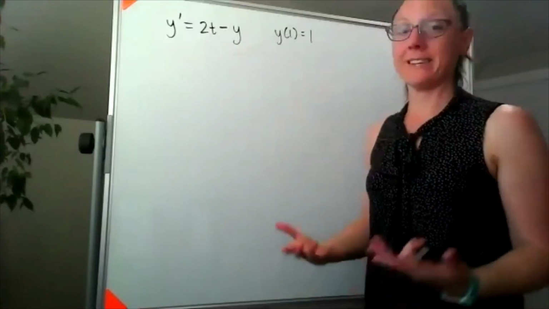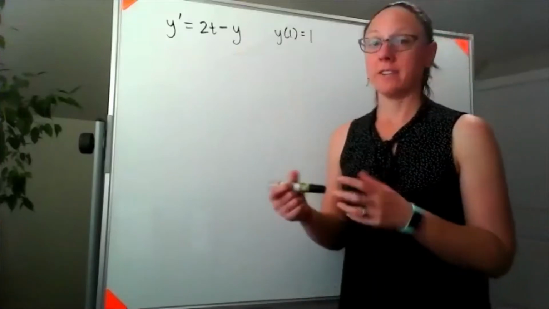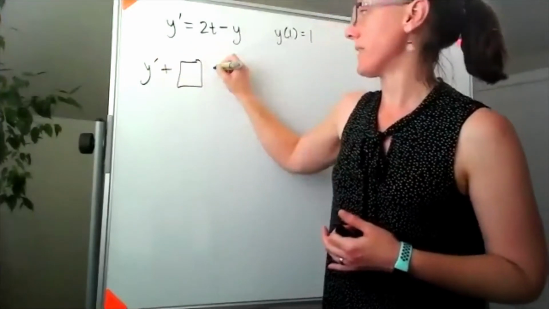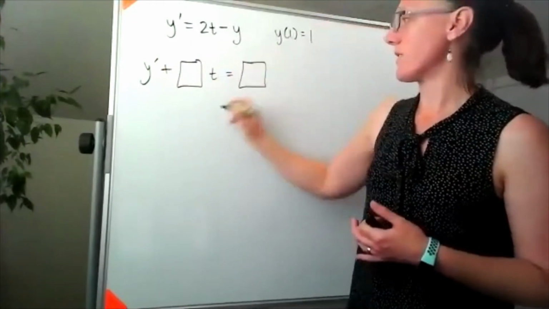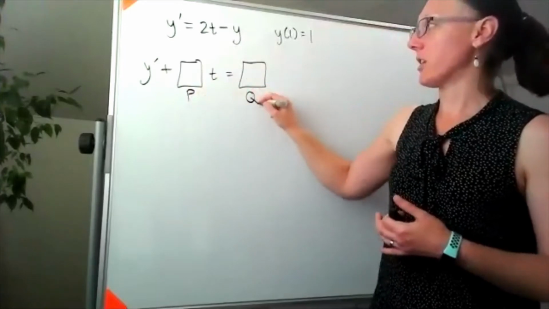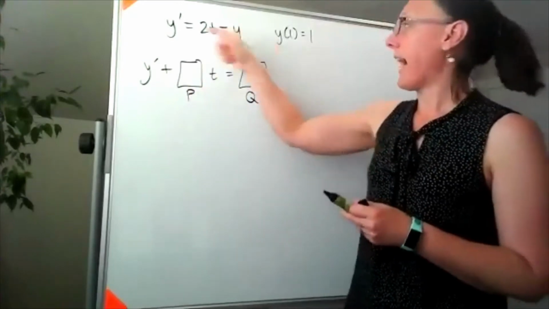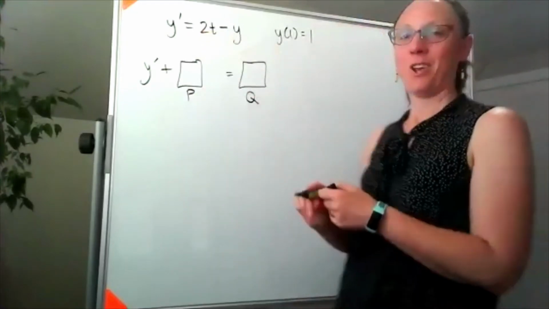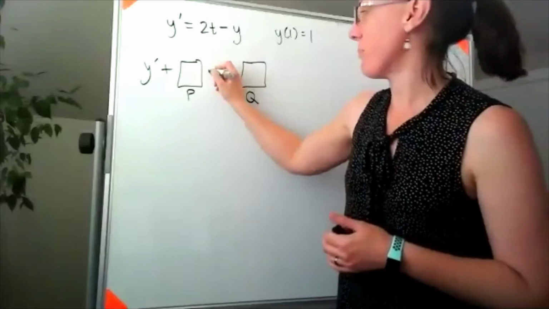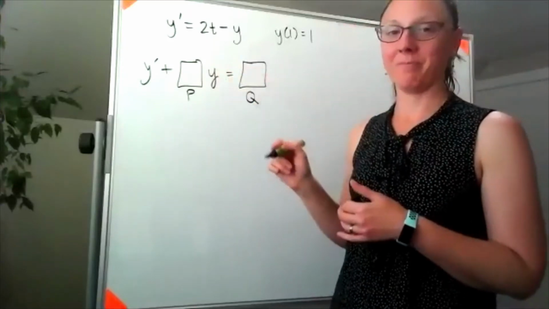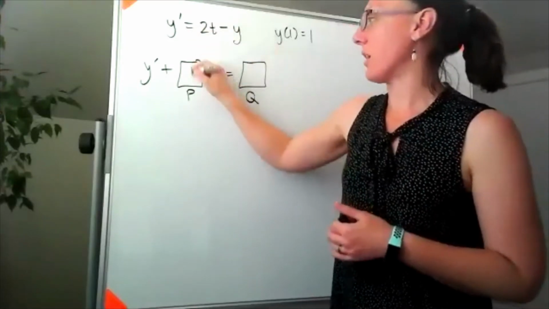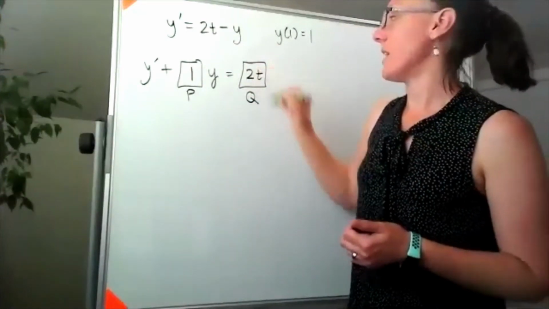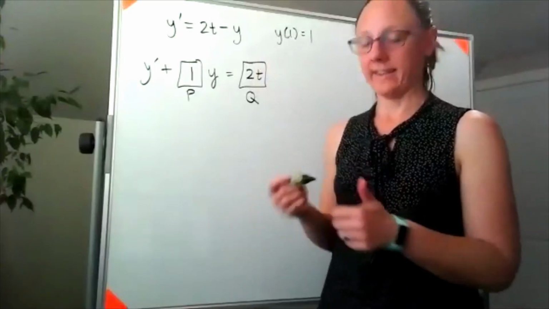So our next hope is that it's first order linear, which means we have to be able to rearrange this to look like y prime plus something times y is equal to something. And that'll be my p function and my q function. So if I add this y over, the something in front of the y will be a 1. And it's going to leave me with a 2t over here on the right-hand side.